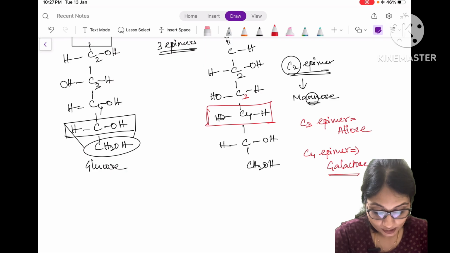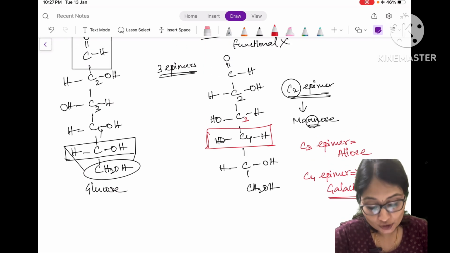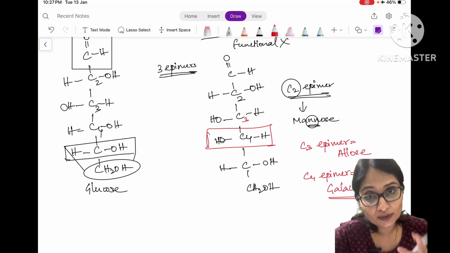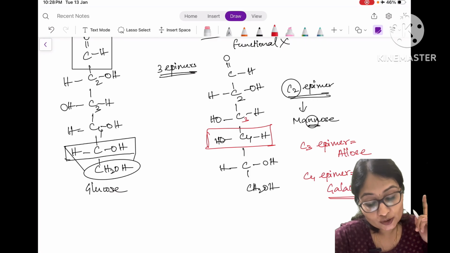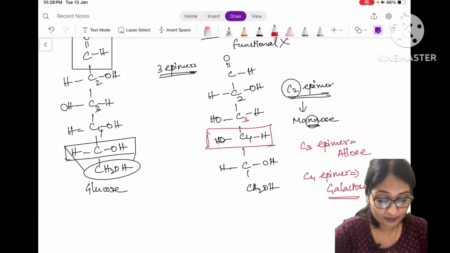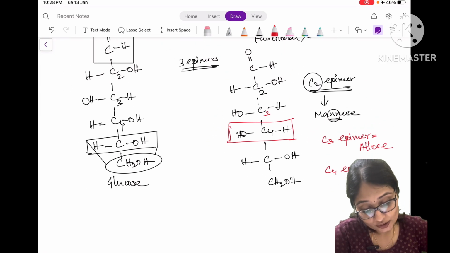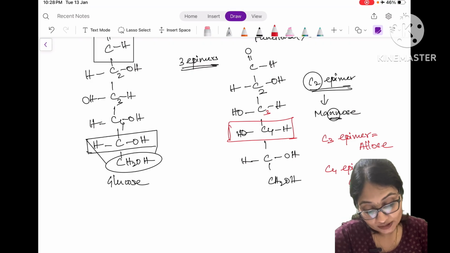So this is what the epimers are. Okay, so epimer, now let's go back to the definition. What is an epimer? An epimer is nothing but a difference with regard to the orientation of H and OH, but with respect to one carbon, which should neither be the reference carbon, the penultimate carbon, nor the functional carbon.